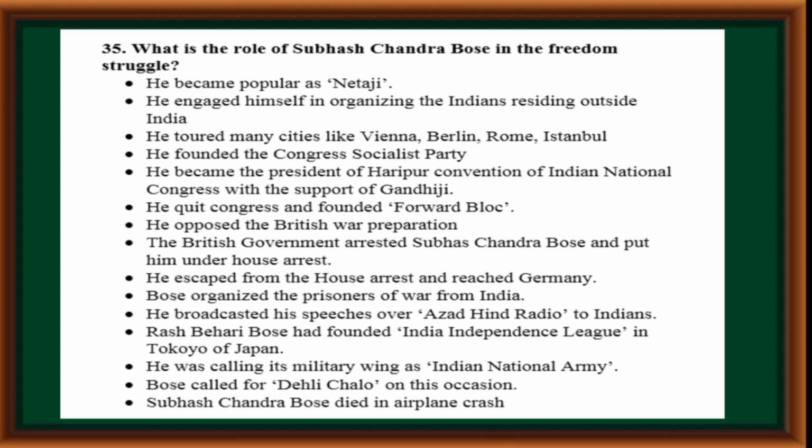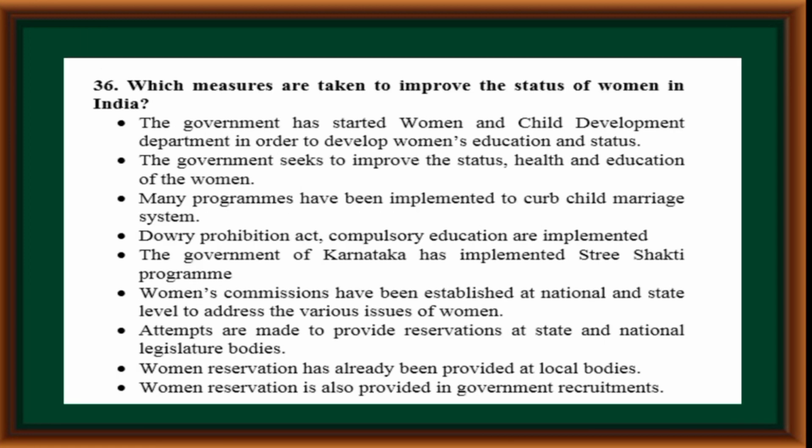The British government arrested him and put him under house arrest. He escaped from the house arrest, reached Germany. He organized the prisoners of war from India. He broadcasted his speeches over Azad Hind Radio to Indians. Rash Bihari Bose had founded India Independence League in Tokyo of Japan. He was calling its military wing as Indian National Army. Bose called for Dilli Chalo on this occasion. He died in an aeroplane crash.